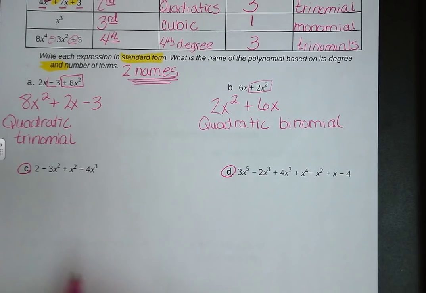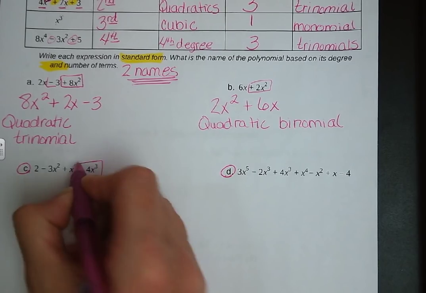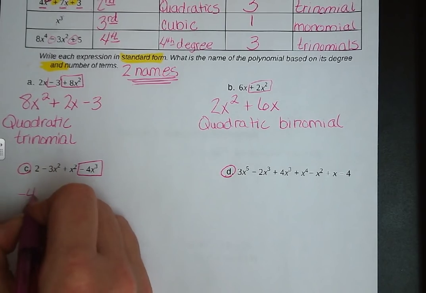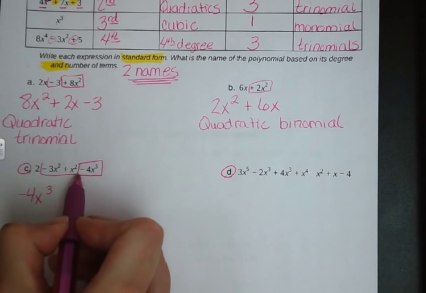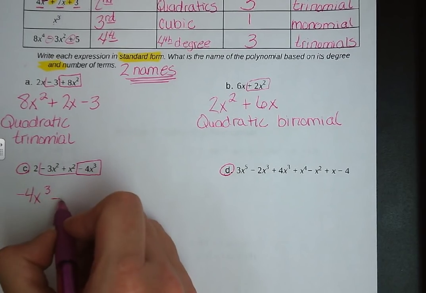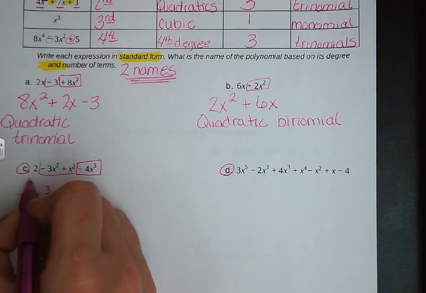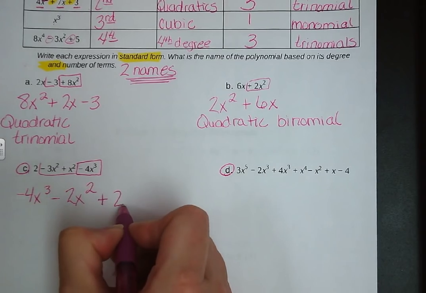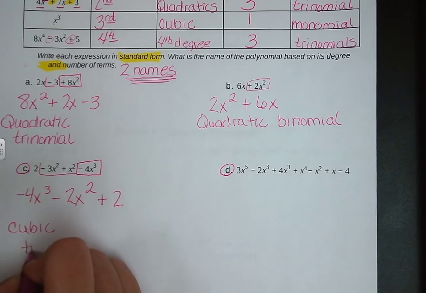So letter C, we're going to start with our highest exponent, which is that x to the third. So we have negative 4x cubed. Don't forget the negative sign. Minus 3x squared plus x squared. Combine those like terms, and we've got minus 2x squareds. And then plus 2. So this is going to be a cubic trinomial.